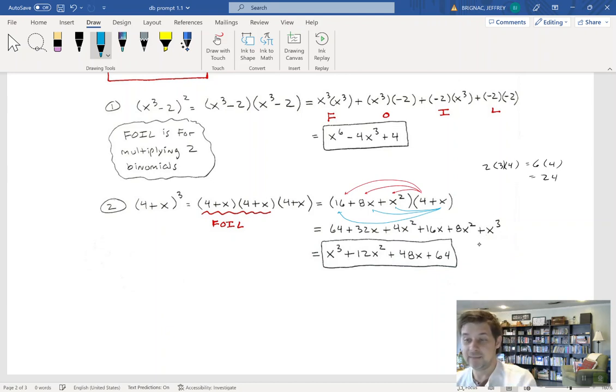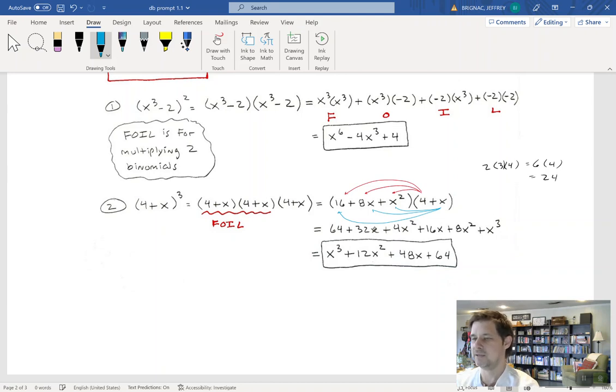And then I add like things together, and I put things in a certain order. X to the third power, that's got the biggest exponent. What's like? What kind of things are the same that can be added together? Well, here I've got 4x squared, and there I've got 8x squared. How many x squareds does that make? 8, 4, that's 12x squared.